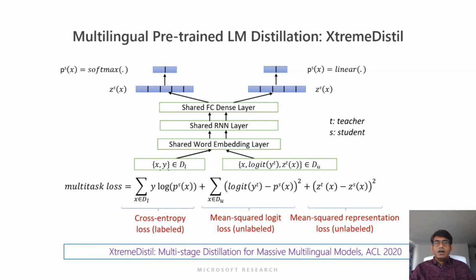We perform a multi-stage knowledge distillation operating over two different segments of the data. Task-specific optimization by optimizing the cross-entropy loss over labeled data, and the mimic learning over teacher logits and representations over the unlabeled data with three different loss functions.